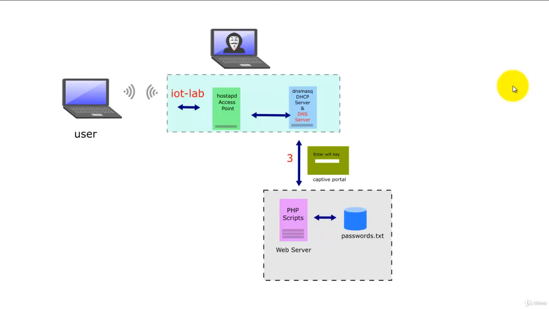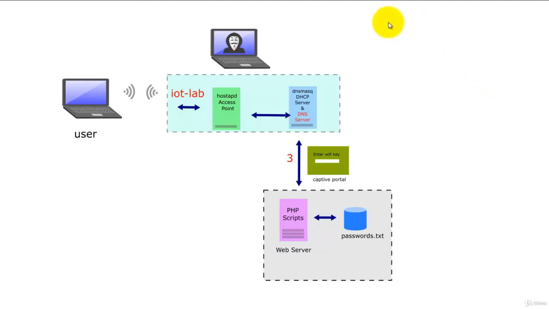Now that we have set up our web server to serve the web page to prompt the user to enter the Wi-Fi key, the next thing to do is to set up our fake access point.